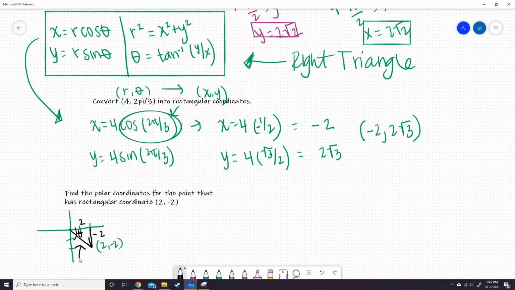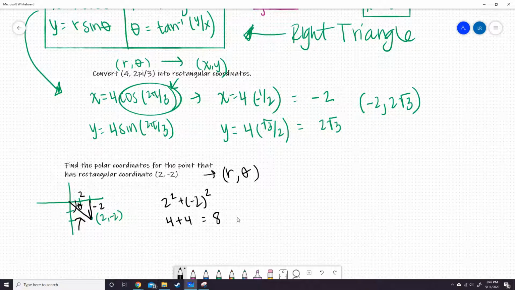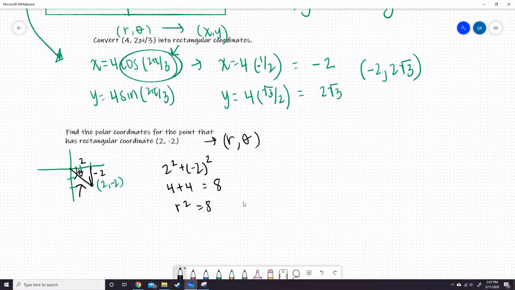So remember, polar coordinates are always in the form of r and then theta. So let's figure out what our r is. Well, 2 squared plus -2 squared. That's going to be 4 plus 4, which is going to be 8. Well, that gives us r squared, which means that r would be the square root, and we only care about the principal square root right now. So that's the positive side of it. So r equals the square root of 8.